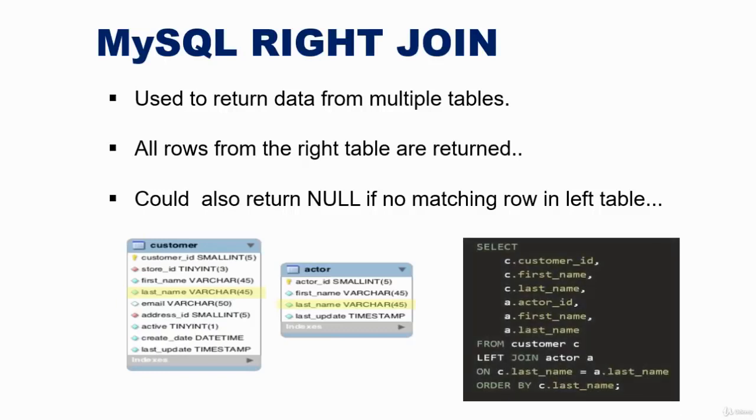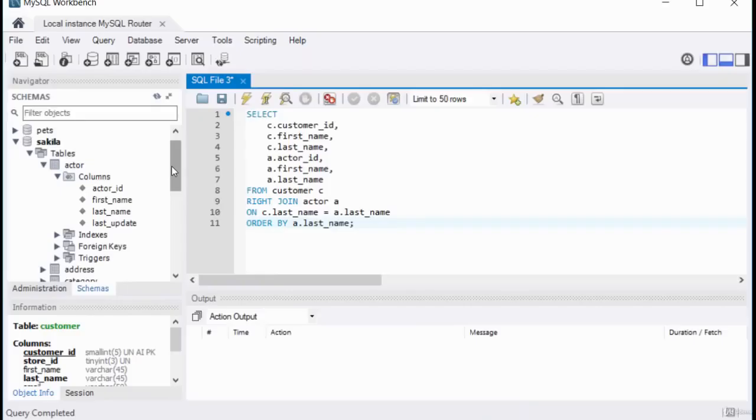So we have a select statement where we select the fields from the respective tables, and then we have the from field where we get the data from the customer table, and then we do a left join on the actor table, which is the right table. And what we're joining here is the last name from the customer table and the last name from the actor table, and we're going to order the data by the last name.